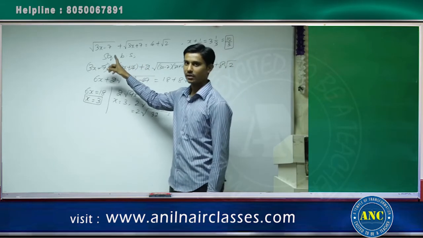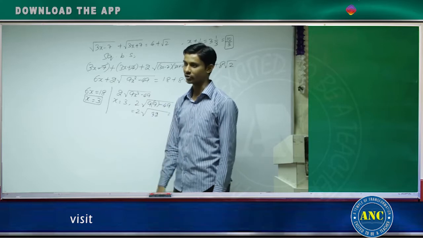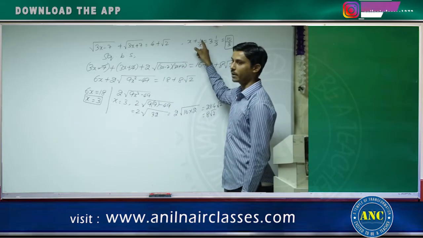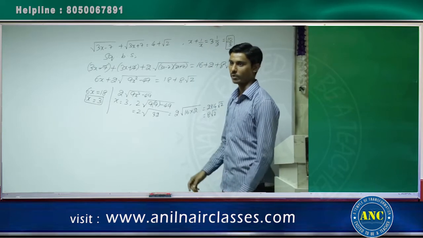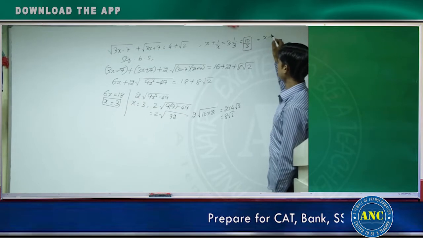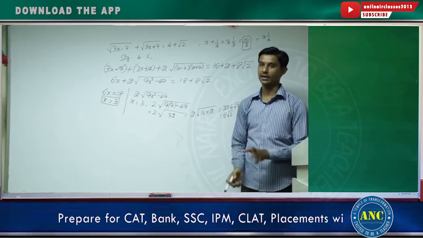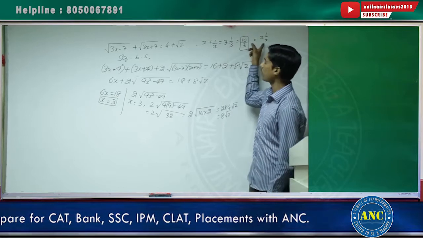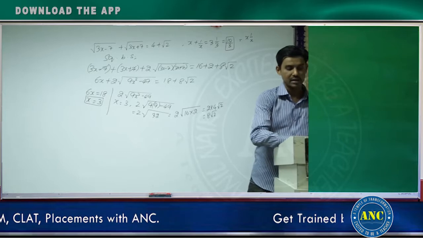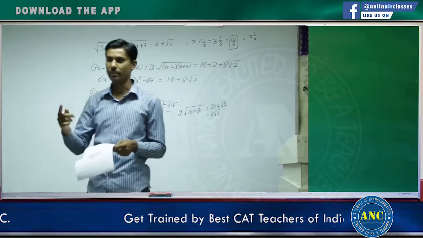The other way of solving, instead of doing all those things, this is what I always tell you: keep an eye on the answer options. Now see here, what is the question? X plus 1 by x is how much? X plus 1 by x is nothing but x plus 1 by x form. The answer options also should be of the form x plus 1 by x. Check out with the answer options. First option is 82 by 9. 82 by 9 I can write as 9 plus 1 by 9, right?